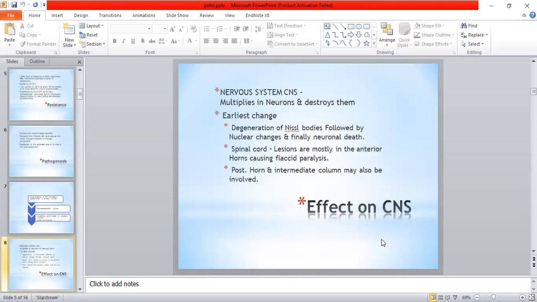Effects on the CNS: it multiplies in the neurons and destroys them. The earliest changes are degeneration of the Nissl bodies, followed by nuclear changes and finally neuronal death. In the spinal cord, lesions are mostly in the anterior horn, causing flaccid paralysis, and the posterior horn and intermediate column may also be involved.